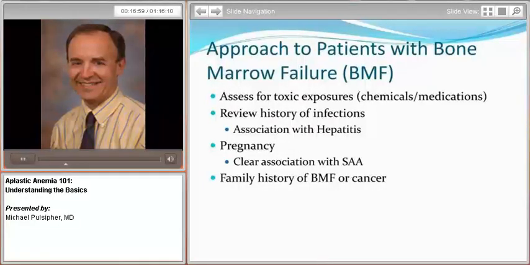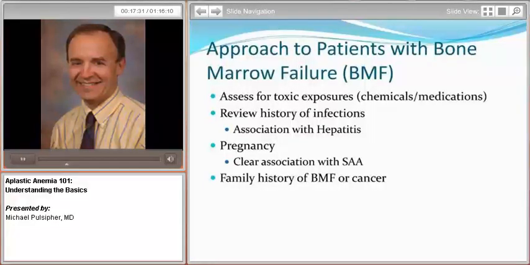Many of these are temporary, and patients can recover from them. So it's important for your physician to take a good history about medications that you might have taken or about whether you have worked with chemicals or been exposed to chemicals such as benzene, which may affect your marrow function. In addition, your doctor will generally review for a history of any infections. The most common association with aplastic anemia is hepatitis, which is an infection of the liver. So it's important to know about recent infections.